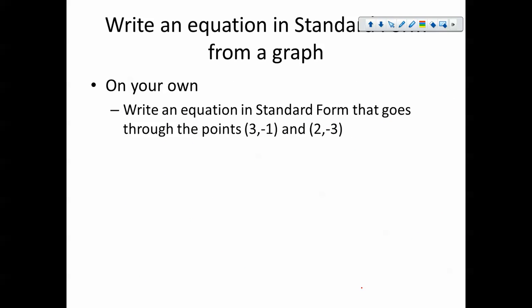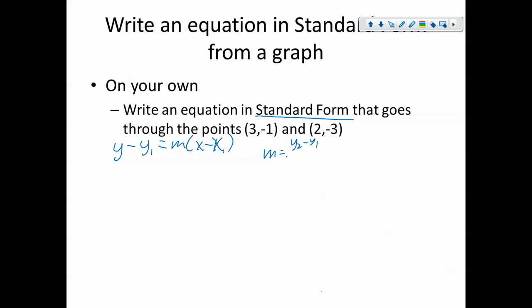So here's our question. We need to write the equation in standard form that goes through the points (3, -1) and (2, -3). So recall that I need to put it in a different form first. So I'm going to choose to do it in point slope form. y minus y1 equals m times x minus x1. And first things first, let's find the slope.